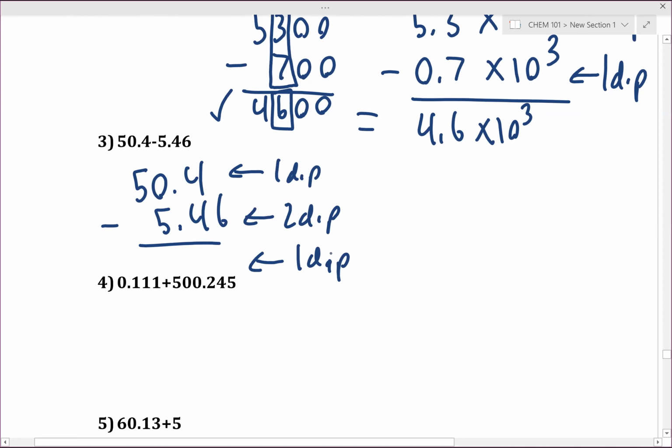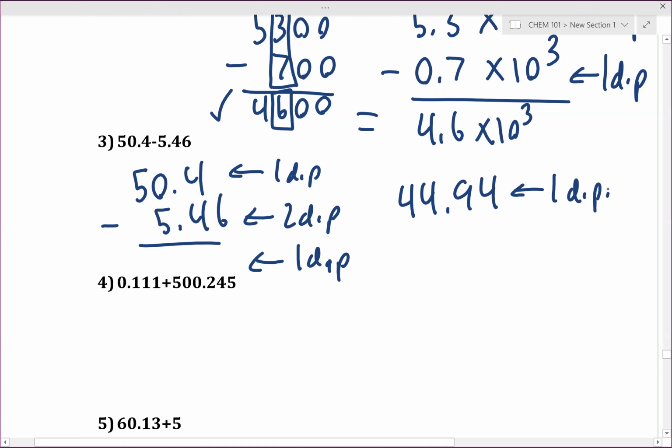Wonderful. Let's punch this into our calculator. So we take 50.4 minus 5.46, and that gives us 44.94. Are we done? Can we just read off our calculator and call it a day? No. Okay, perfect. So we have 44.94. And how many decimal places do we need to round this number to? 1. We need 1 decimal place.